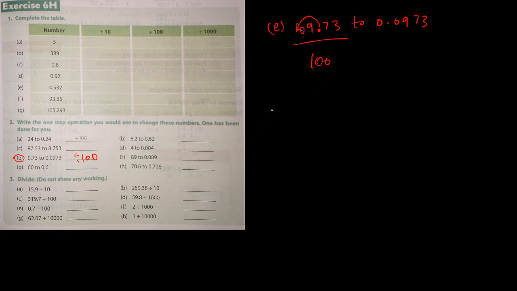Now next, question G. 60 to 0.6. So it means the decimal is shifting 2 digits. So here also we have to divide it by 100. So divide by 100. Fine. You have to do all the parts from A to H of question number 2.